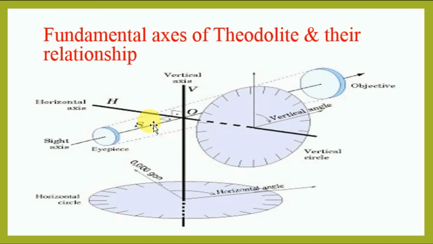Fundamental axes of theodolite and their relationships. If we look at the vertical axis, the horizontal plane has a horizontal circle which is used to get horizontal readings in a theodolite. If we look at the horizontal axis, there is a vertical plane where we have the vertical circle which is used to take vertical angles in the theodolite.